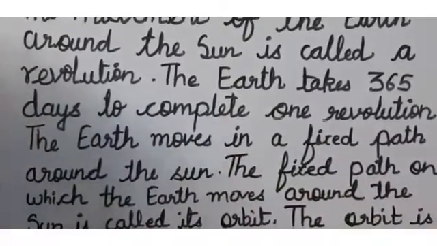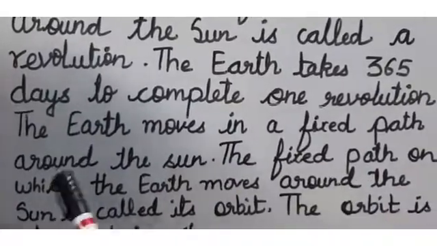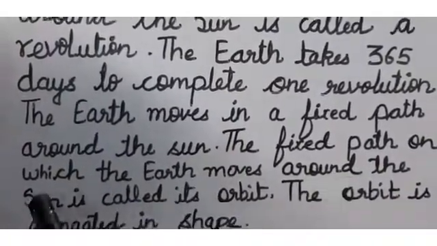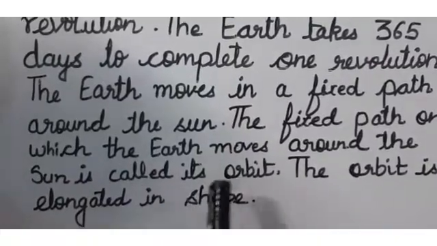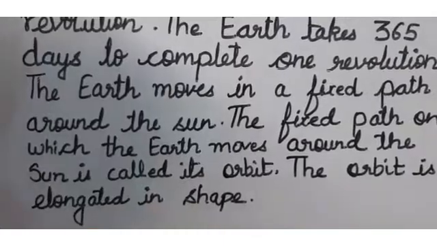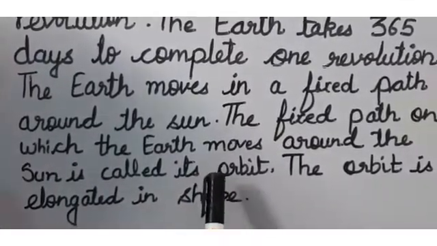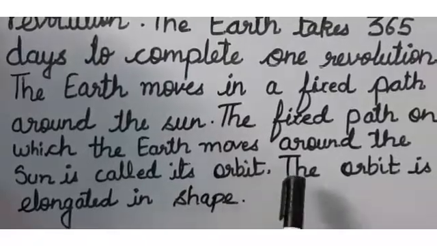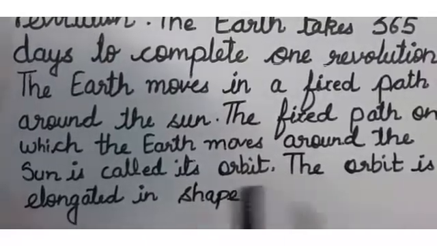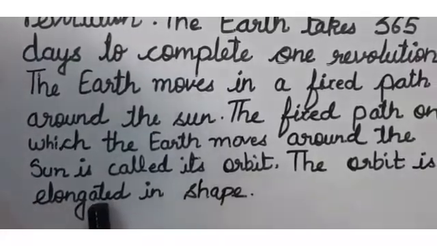That fixed path on which the Earth moves around the Sun is called its orbit. The path the Earth uses to revolve around the Sun is called its orbit. The shape of the orbit is elongated.